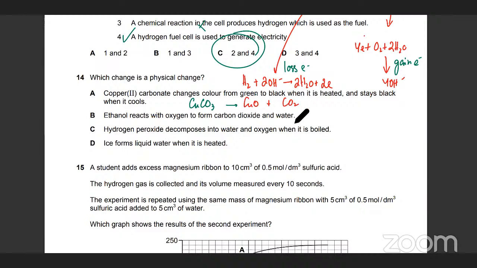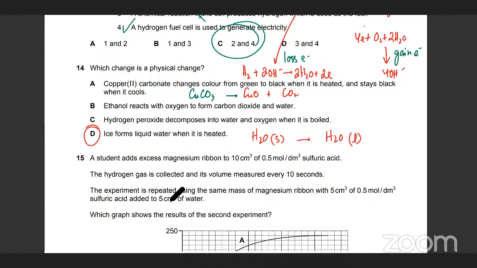Ethanol reacts with oxygen to form carbon dioxide and water. Is that a chemical reaction? Yes, that's obviously a chemical reaction. Hydrogen peroxide decomposes into, that's also a chemical reaction. Ice forms liquid water when it is heated. That's not a chemical reaction. It's just a change of state, a physical change of state. So solid water changes into liquid water. Both are H2O, so nothing happens. There's no chemical reaction taking place.